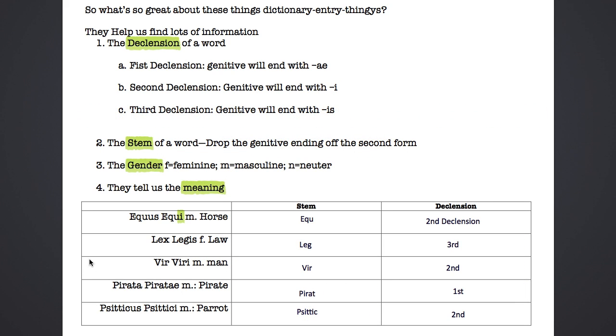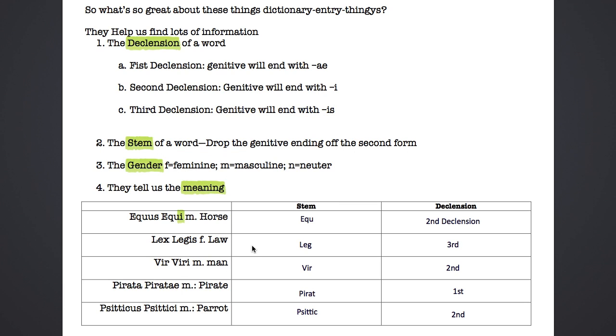Okay, I want you to check your answers against what I have here. So lex, legis is third declension. I know that because I see this IS in the genitive, and I know that when the genitive or the second form ends in IS, it's third declension. Also, I know the stem because I dropped that genitive ending off and I'm left with just LEG. That's my stem.